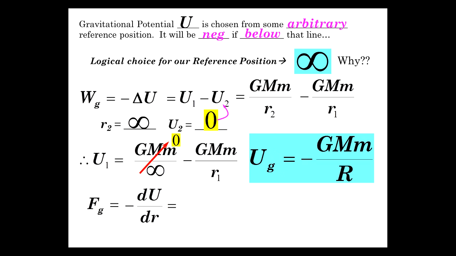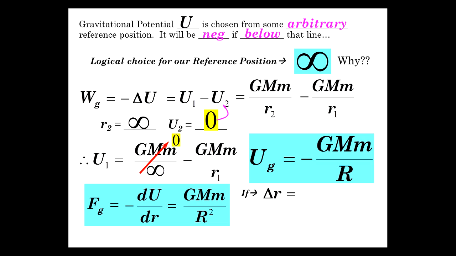So we have F_G is equal to negative dU/dr. Remember, force is minus the derivative of the potential energy function. Let's differentiate this function. If we do that, we have r to the minus 1. You stick the negative down and then raise it to the negative 2 power, and you get GMm over r squared. Just what we should expect to get. So that all works.